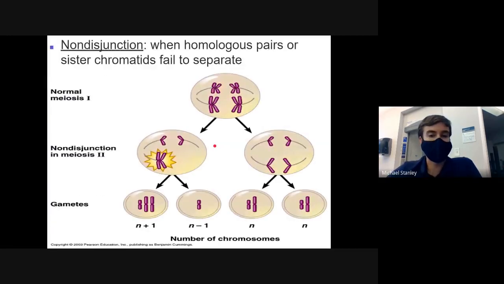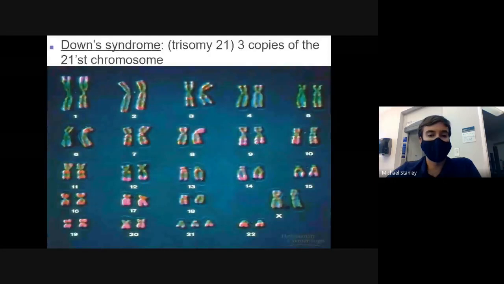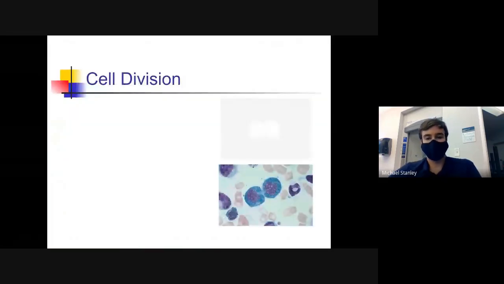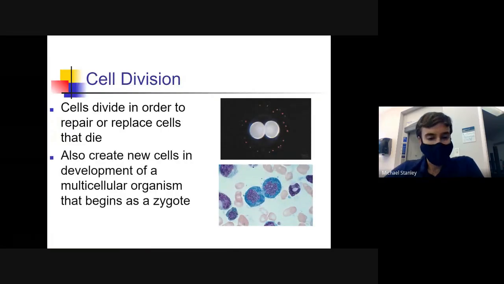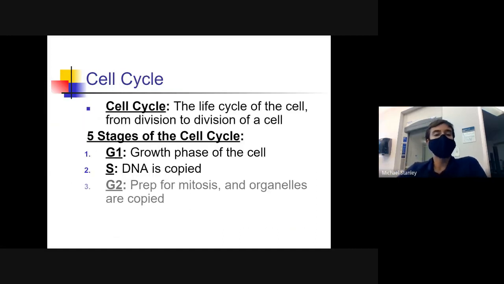Talked about some issues that can happen if the chromosomes don't line up correctly. We then talked about cell division, and in most cases, it's a way to repair or replace cells. So if we need to make new cells, or if cells got damaged and we need to make new copies, that's where cell division comes in most cases.